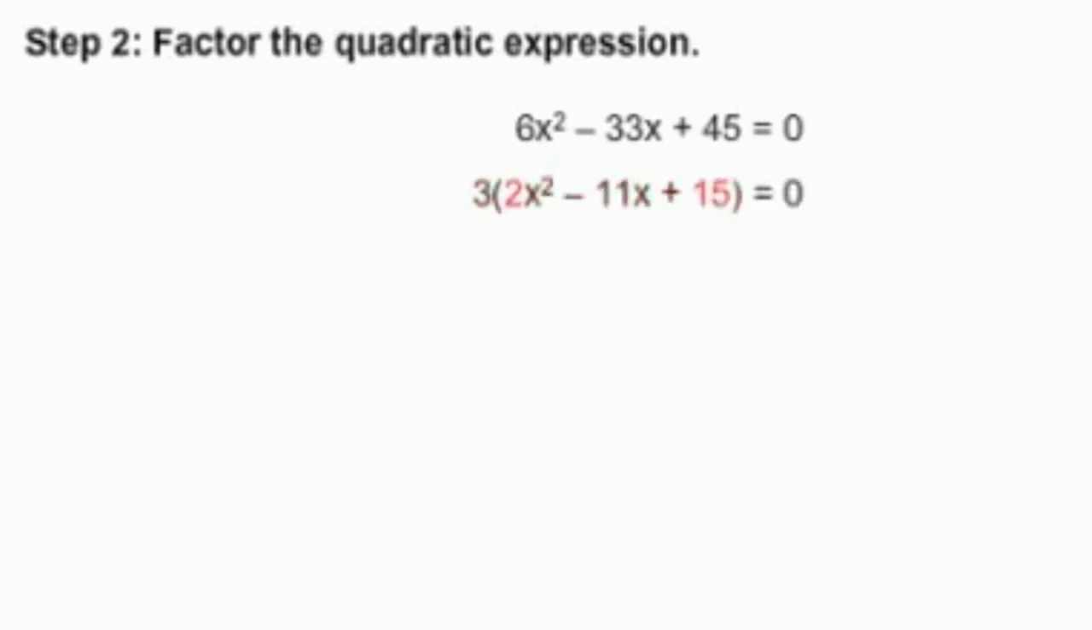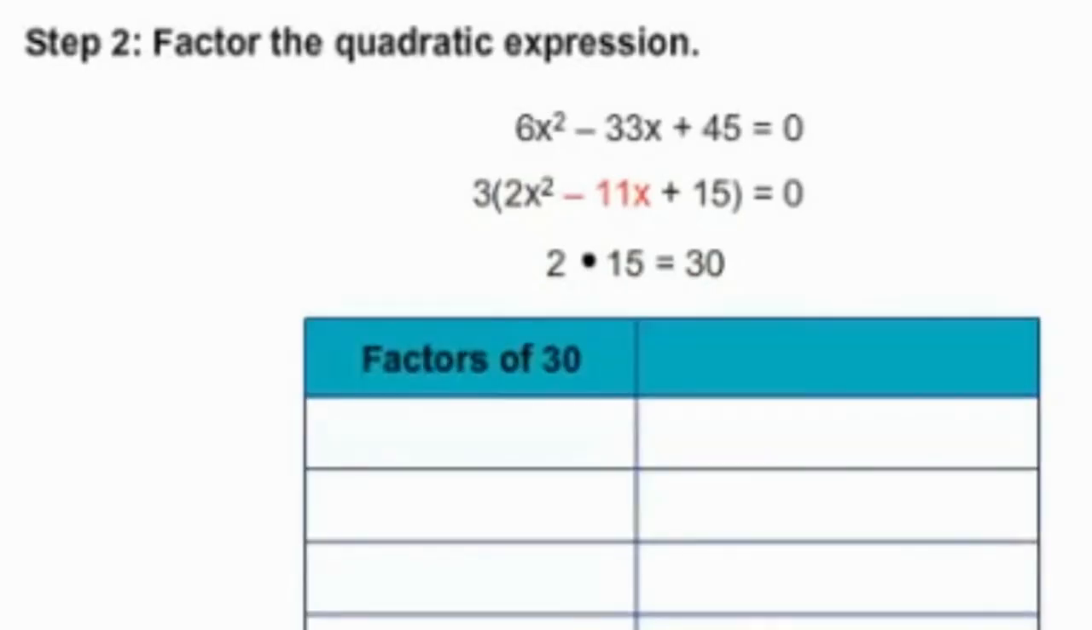The second step is to factor the quadratic expression. Notice that the terms 6x squared, negative 33x, and 45 are all divisible by 3. Factor this GCF from the equation. The GCF of 3 will remain on the outside of the parentheses. To factor the remaining trinomial, multiply the leading coefficient of 2 and the constant term of 15. Find factors of 30 that sum to the middle coefficient of negative 11. You can organize the results in a table.